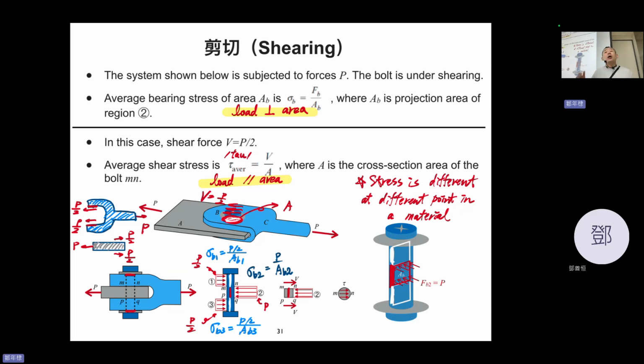That area is subjected to the shear force, and then the shear stress is P over 2 divided by A. Okay, that is the value. I know there's still a lot to digest, but I believe you understand this. How about other cases? On the next page, I will introduce many other cases, and you will know more about shear stress.